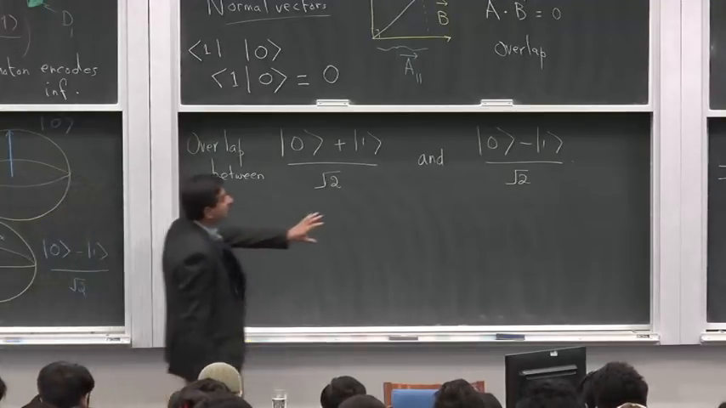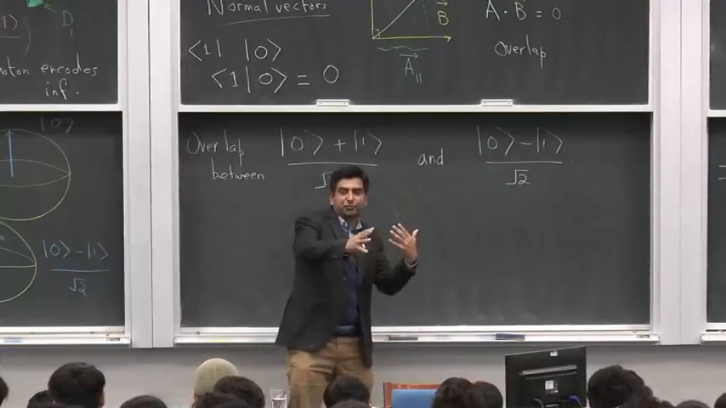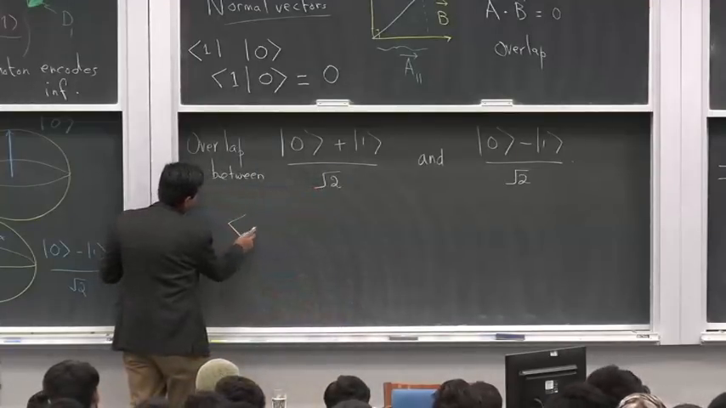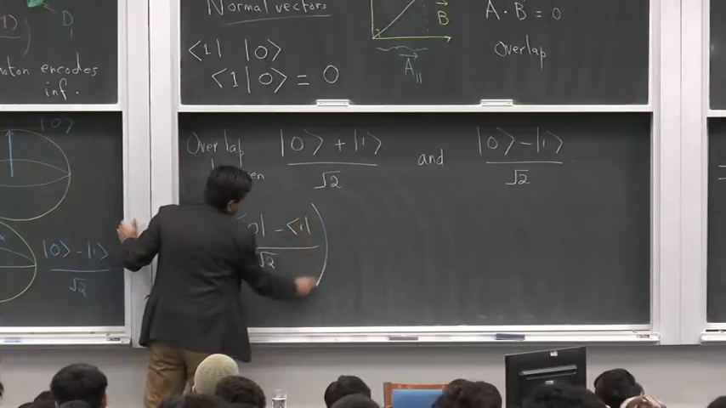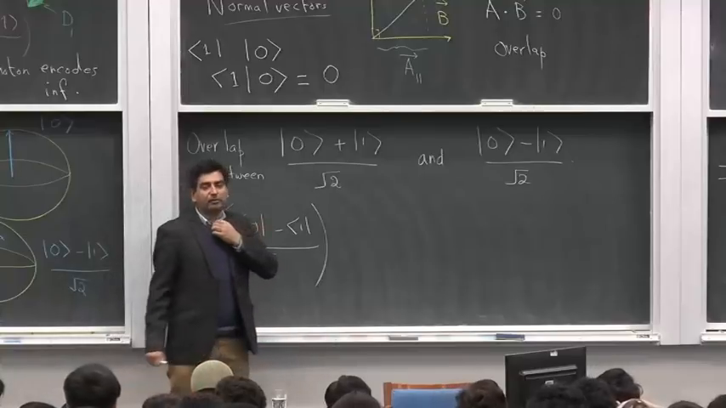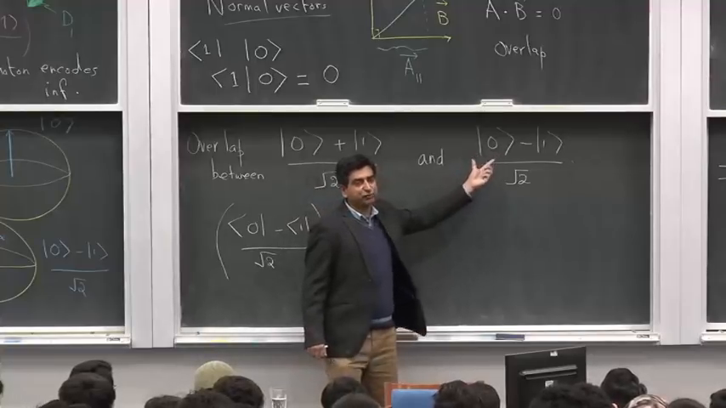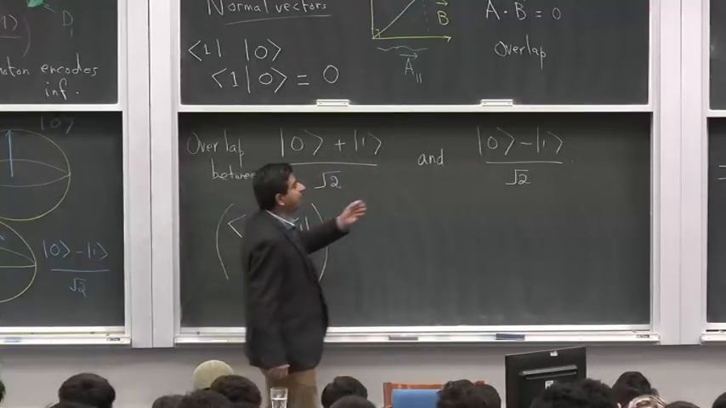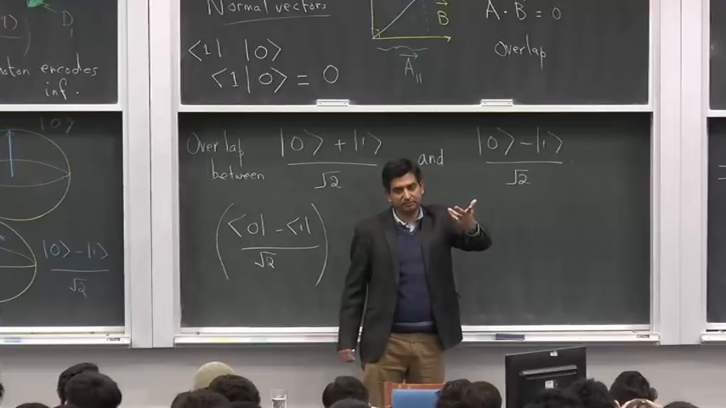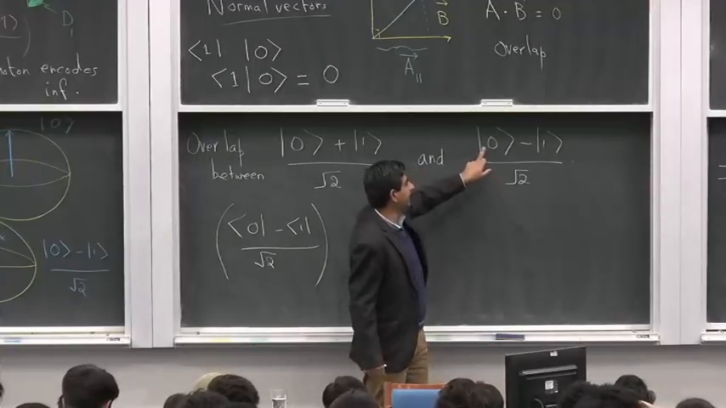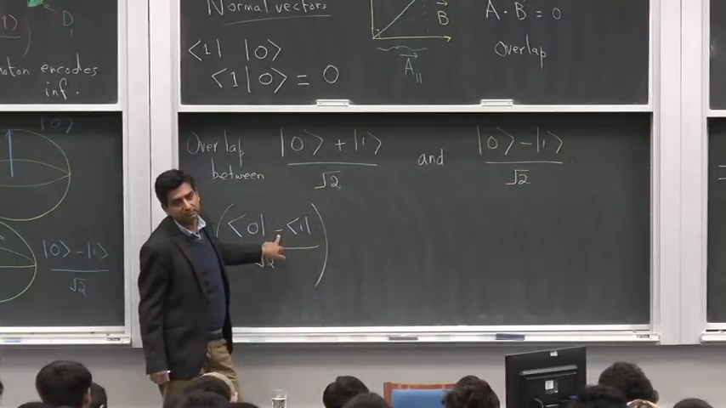So I will put one of these in a bra. How will I do that? I take this state and change the ket to a bra: 0, minus 1. The rule is, how do we find the bra corresponding to this ket? I change the kets to bras, and if there is any complex number here, I write down the complex conjugate of that number. Okay, so there's a real number here, minus 1, and minus 1 remains minus 1. Alright?